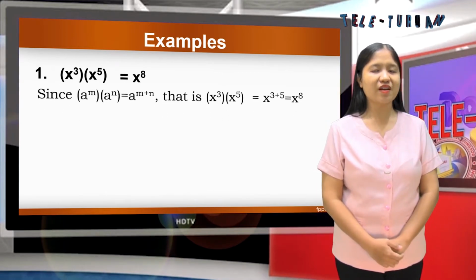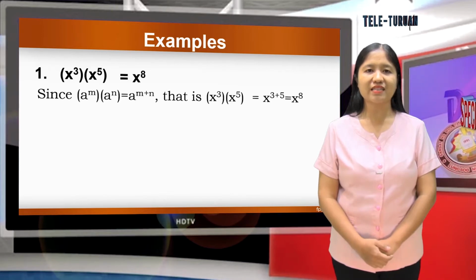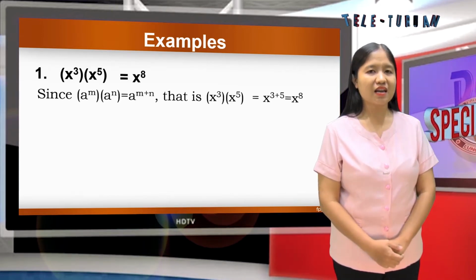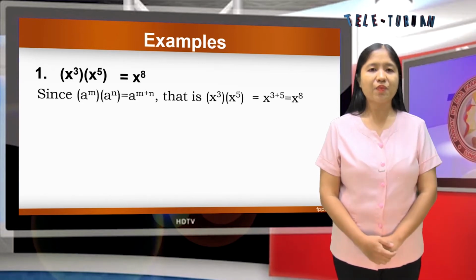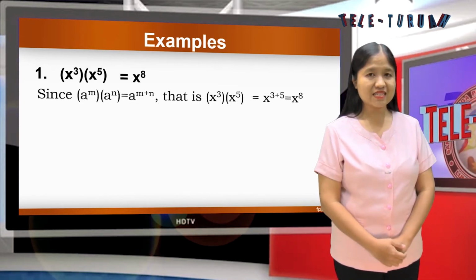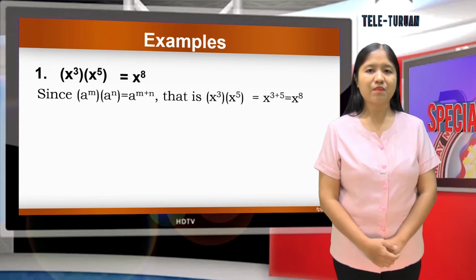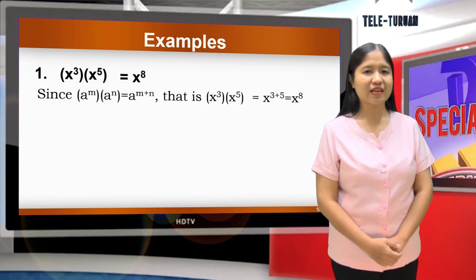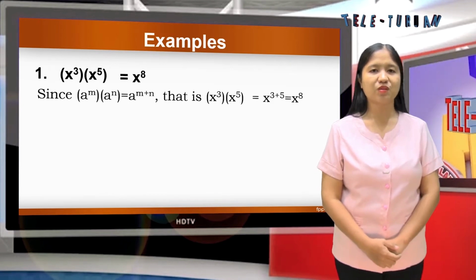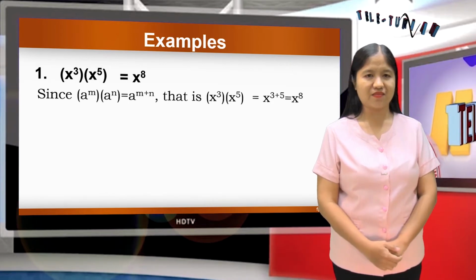Since a raised to m times a raised to n is equal to a raised to m plus n, or simply the product of a power, that is x cubed times x to the 5th power is equal to x raised to 3 plus 5, which is equal to x raised to 8.